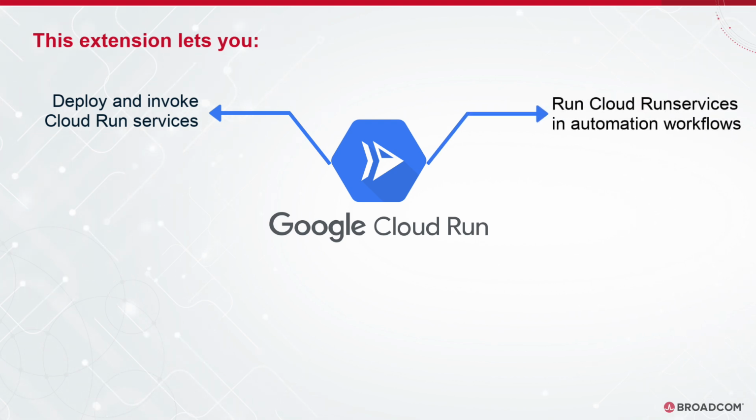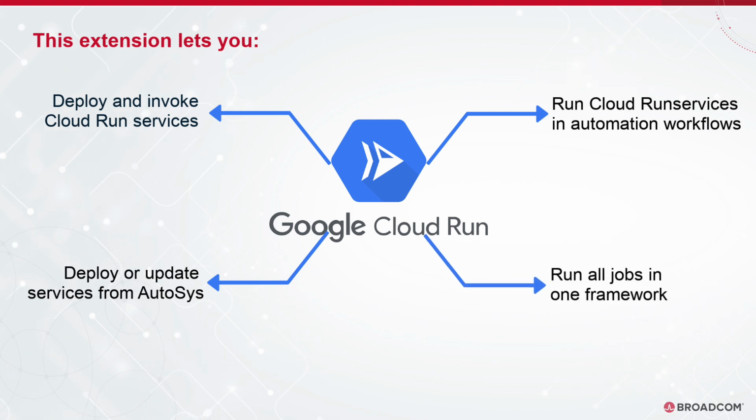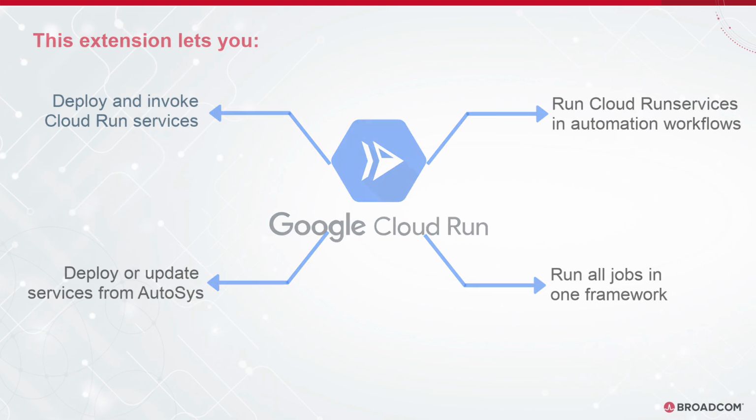With this extension, you can deploy and invoke Cloud Run services, invoke existing Cloud Run services as part of larger automation workflows, deploy new services or update existing ones directly from AutoSys, and orchestrate serverless workloads alongside batch, on-premises, and cloud-native jobs from a single automation framework.